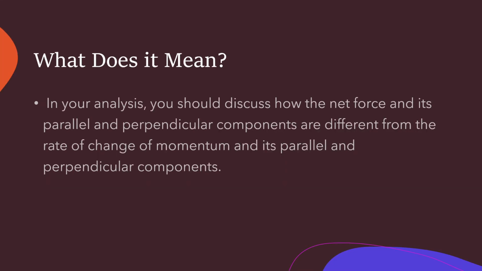So what does it mean? In my analysis, you should discuss how the net force and its parallel and perpendicular components are different from the rate of change of momentum and its parallel and perpendicular components. So mathematically, these two are equivalent, but the difference is that net force is what's causing the change in motion, and the rate of change of momentum is what's resulting as a direct impact of the force. So basically, the force is what's causing it, and the change of momentum is the result of the force.